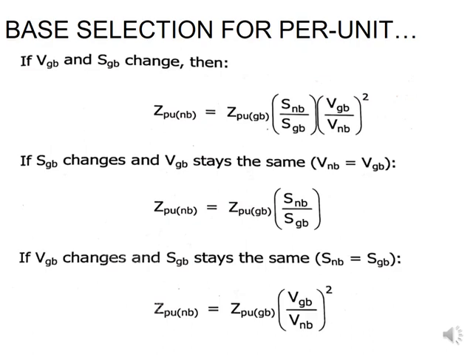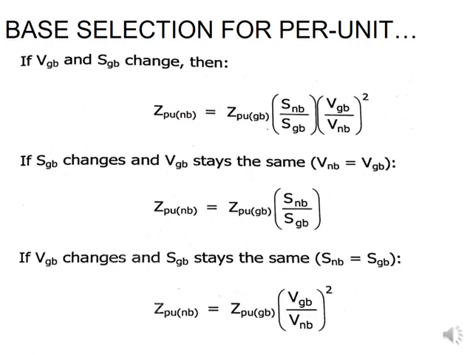You would take that per unit that they've given you and you would multiply it by your S new base over your S given base, and then you multiply it by your V given base over your V new base. And remember, your given is what you had already in the system, and your new is what you must utilize in order to change that given base of your impedance to a new Z per unit. And then you would also go and look at the other ones that you see over here.